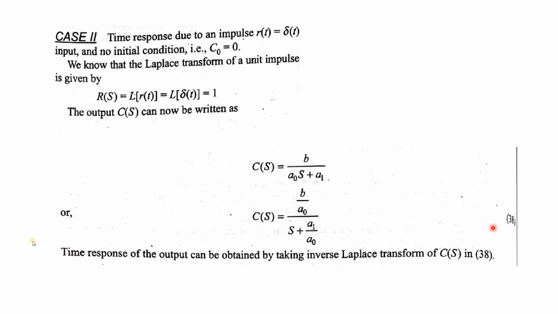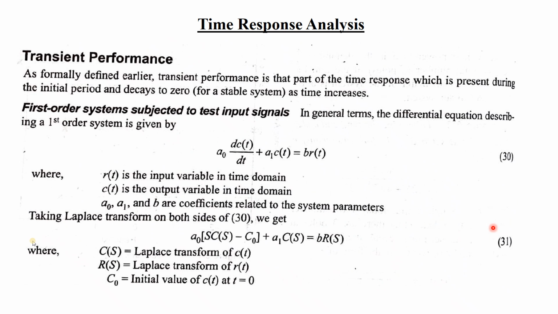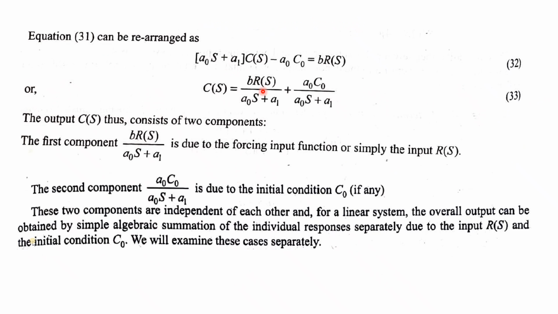Now one more case I am showing you. Suppose the time response due to the impulse, suppose this time we are giving the impulse as input, and we are considering the initial condition to be 0. Same equation, Laplace transform, we are getting the same thing, equation number 33. This is the equation we have to work with.